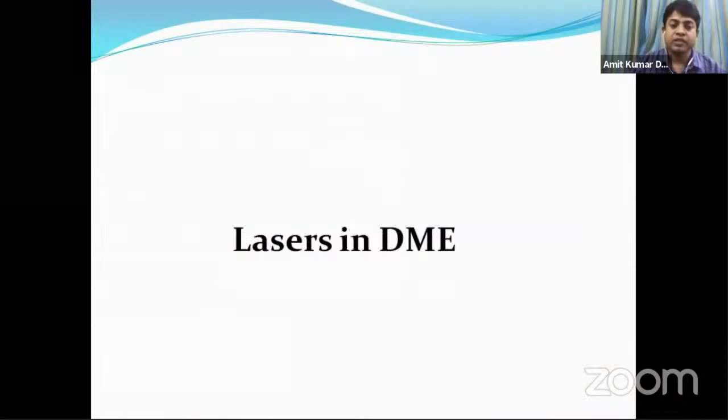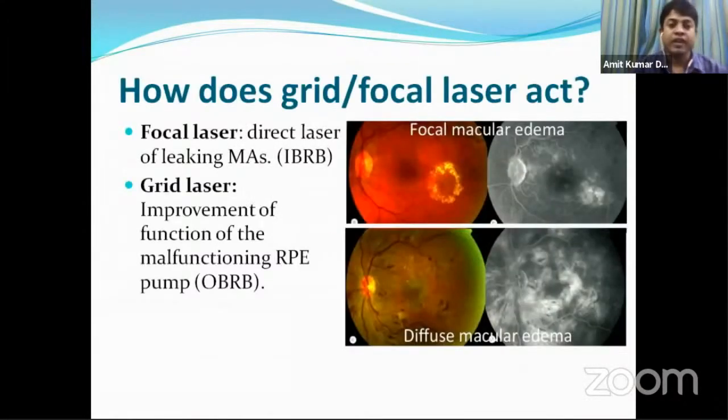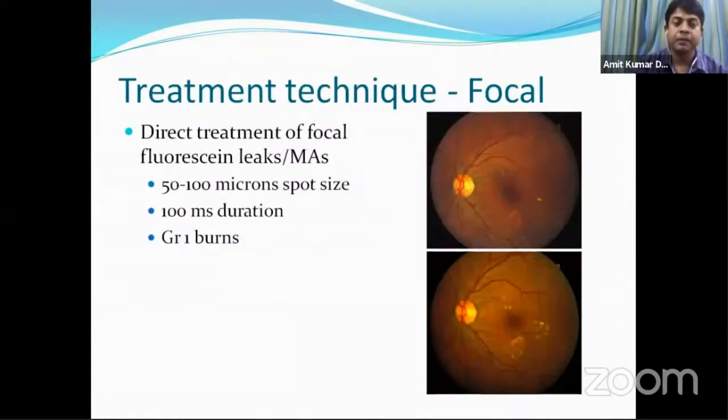Coming to lasers used in diabetic macular edema, we have the grid laser or the focal laser. So focal laser will act directly on the leaking microaneurysms and it will improve the function of the inner blood retinal barrier, whereas the grid laser works by improvement of function of the malfunctioning RPE pump. So it will improve the functioning of the outer blood retinal barrier.